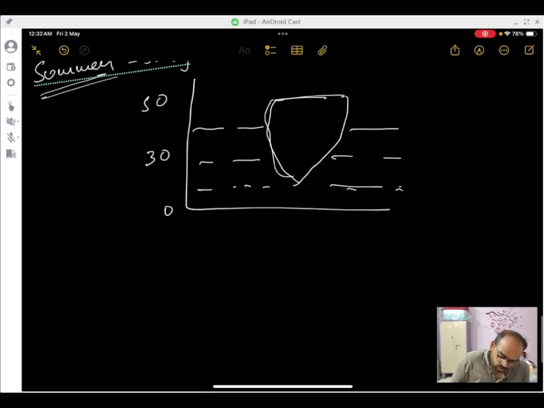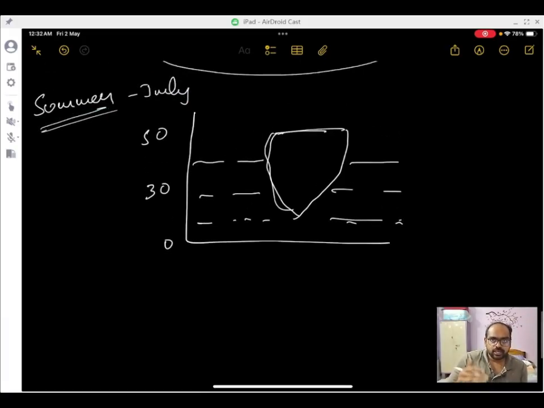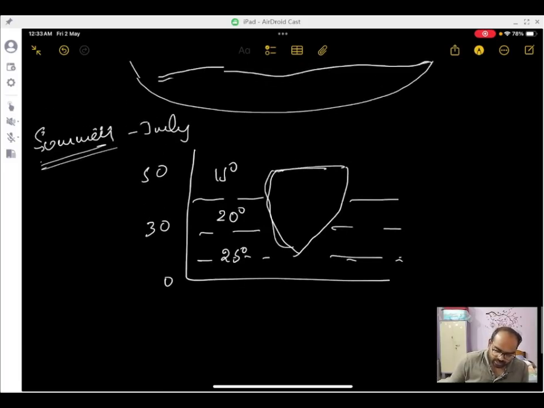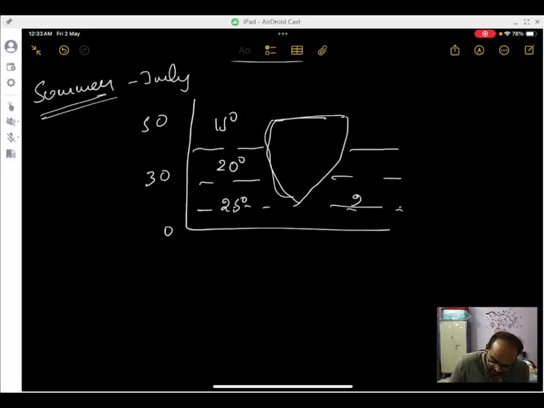As we move from lower latitudes to higher latitudes, temperature reduces. Let's say it is 25 here, it would be 20 and it would be 15. Similarly, on the other side of the ocean, it would be 25, because oceans have similar temperature as they get heated up at similar rates. And here it would be 20. Here it is 15. And landmasses get heated up quickly.